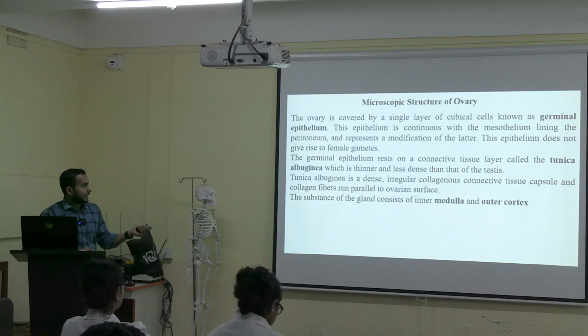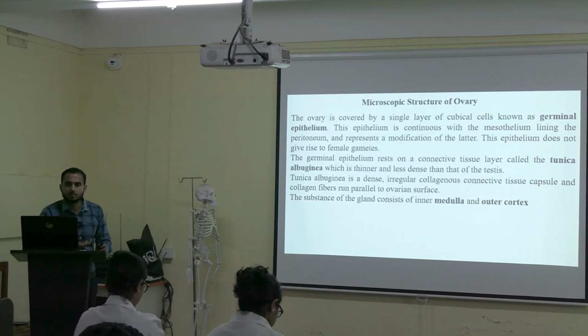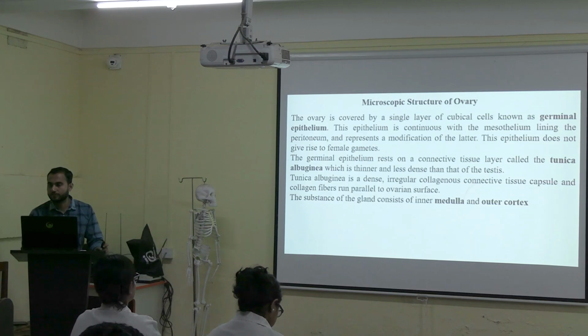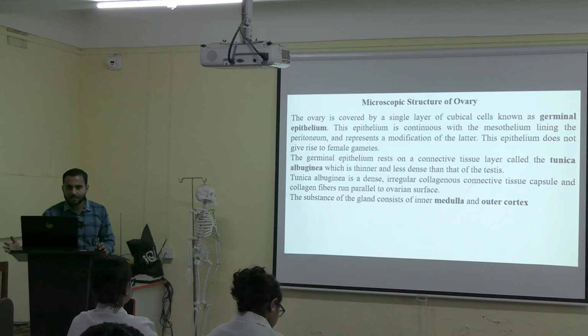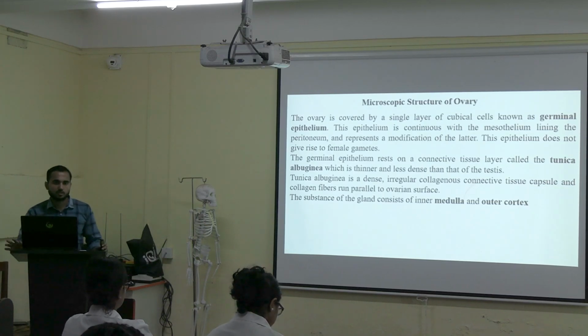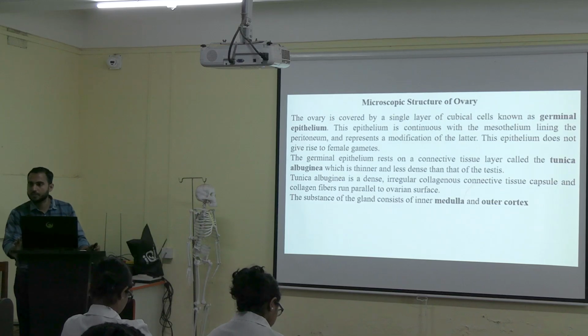Next, the substance of the gland is made up of two parts, the outer cortex and the inner medulla. What will be present in the cortex and what is present in the medulla? Very simple. In the cortex, we get different stages of development of oogonia, that means primordial follicles, primary follicles, secondary follicles, and Graafian follicles. What is in the medulla? Only blood vessels, nerves, and lymphatics. As simple as that. So, identification of the ovary slide is very simple.